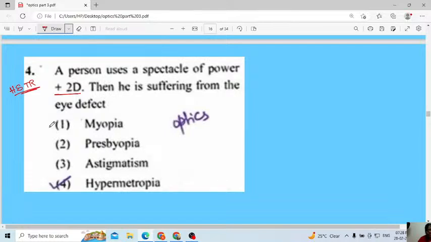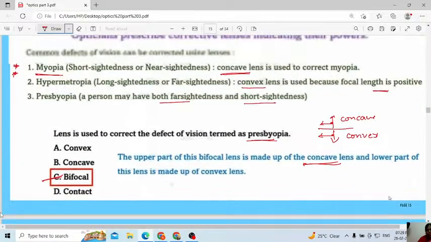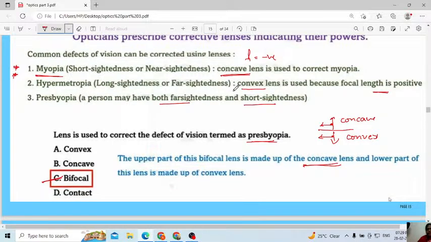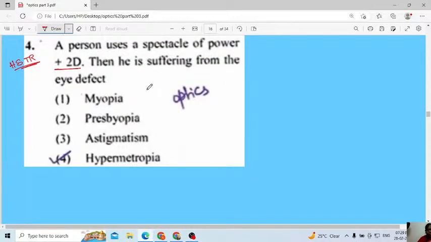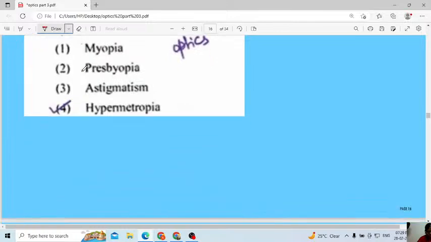Okay, concentrate here. What is the correct answer for this one? Hypermetropia. Which type of lens will we use in hypermetropia? Just now I told you we will use the convex lens to correct long sightedness. That one only is included here. Plus 2D, focal length is positive. Power is positive.